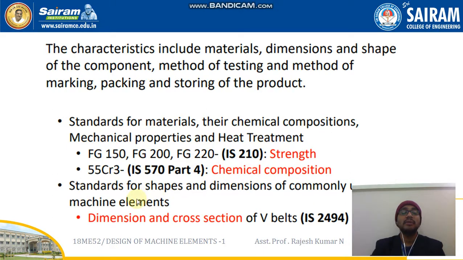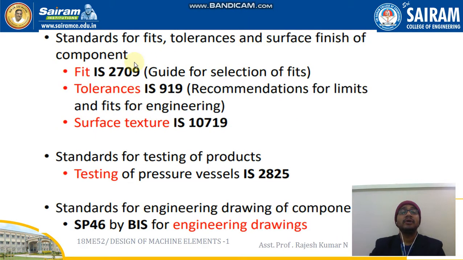Then moving to the standards for shapes and dimensions of commonly used machine elements, an example you can see here is the dimensions of the cross section of V belts, where the standard is given as IS 2494. Next, we even have standards for fits, tolerances and surface finish of the component. For fits, the IS standard is IS 2709, and for tolerances the code is IS 919, which gives recommendations for limits and fits for engineering. Then for surface texture, the standard code is IS 10719. We also have standards for testing of products. For example, the testing of pressure vessels is denoted with IS 2825, and the standard for engineering drawings of components is SP 46 by BIS.